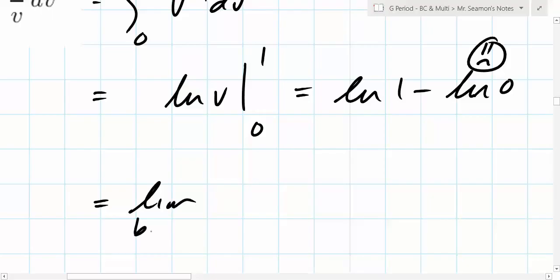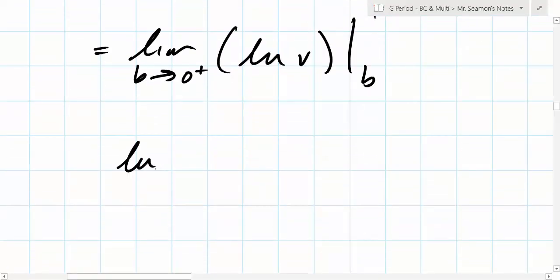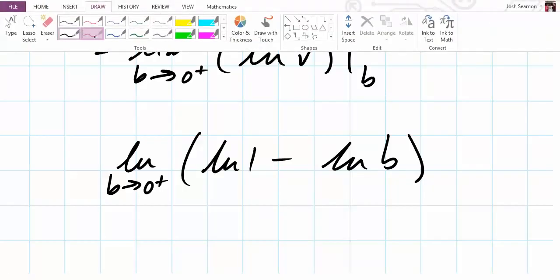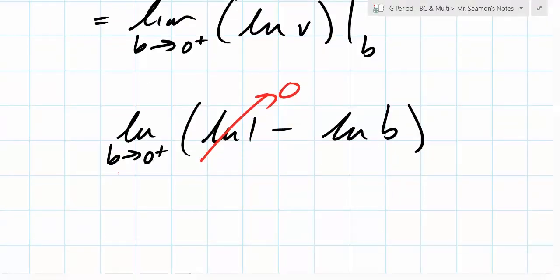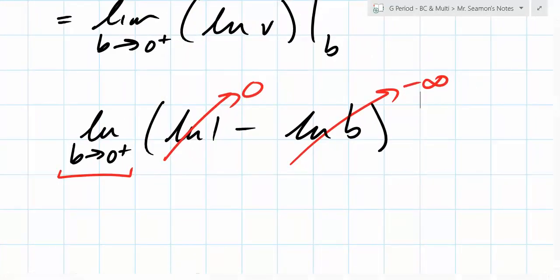We have the limit as b goes to 0 from the right of the integral of ln v from b to 1, sorry, like this. Are you with me so far? Yeah? So now what do we have? We have the limit as b goes to 0 from the right of ln 1 minus ln of b. Well, what is ln 1? 0. And as b goes to 0 from the right, what does this go to? Negative infinity, right? So what does this whole thing blow up to?